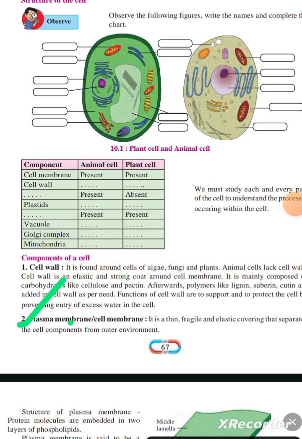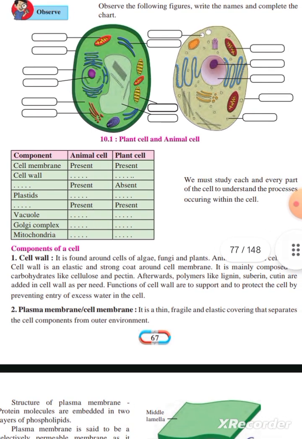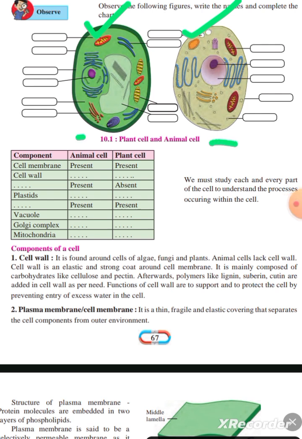So plasma membrane and cell membrane are both the same. It is a thin, flaggy and elastic covering that separates the cell components from the outer environment. It is a very thin membrane, and it is present in both. The cell wall is a boundary that is present on plant cells only, and the plasma membrane is also a very thin, thread-like boundary.